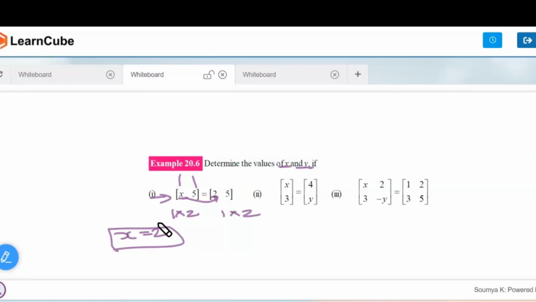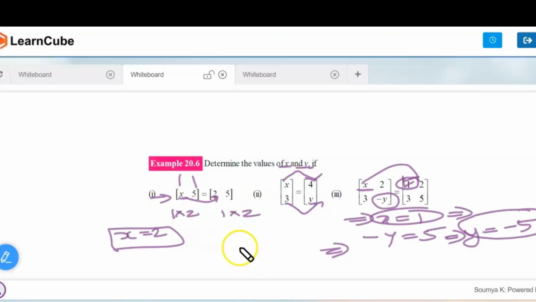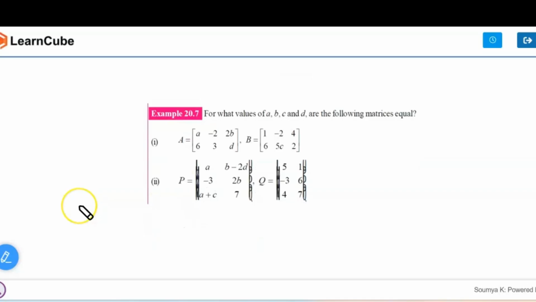Next comes the second question. So these are also equal matrices. So x is 4 and y is equal to 3. That is easily viewable from this question. Next comes the x and y condition here. So let's write down the equation. So x is equal to 1. This one. Okay. Now if you see this, minus y is equal to 5. So x is 1, that is already done, and y is equal to minus 5. So x is 1 and y is equal to minus 5. These are the two values of your third question. Hope this is clear to you. Let's move on to the next example.